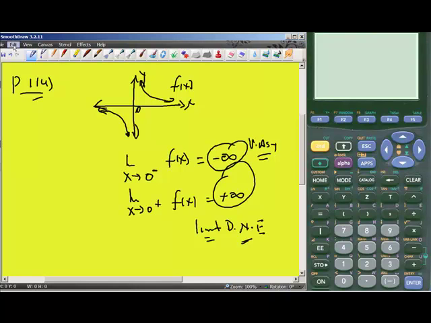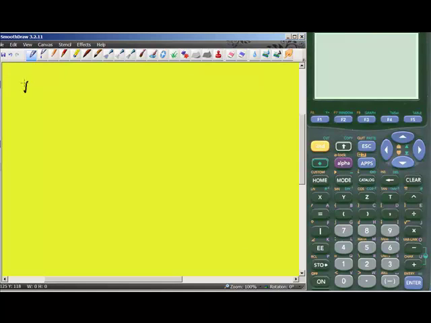And in the following page, page 115, they give you the definition of an infinite limit, increasing or decreasing without bound, and these are known as vertical asymptotes. Now you can have vertical asymptotes with all kinds of curves. You could have vertical asymptotes when the curve does this, and they give you pictures of that.